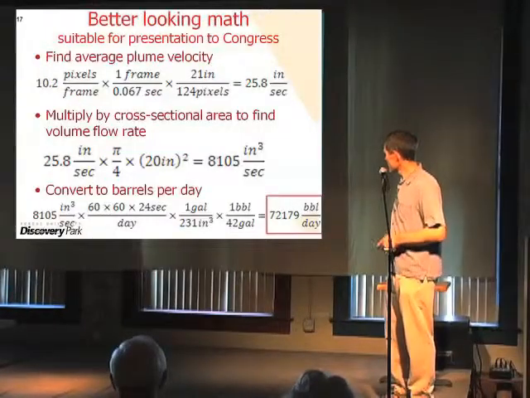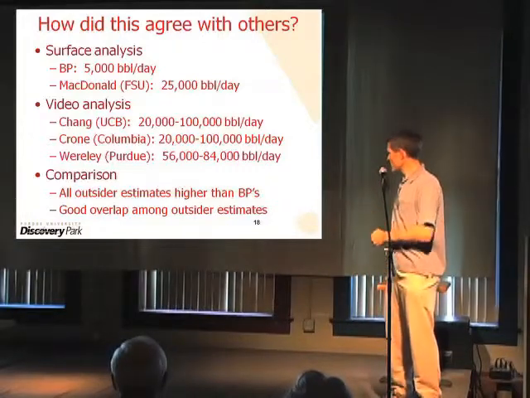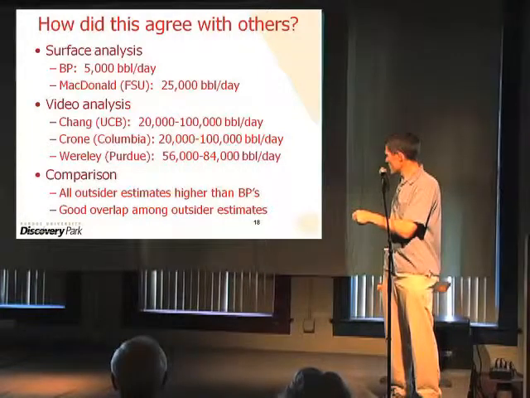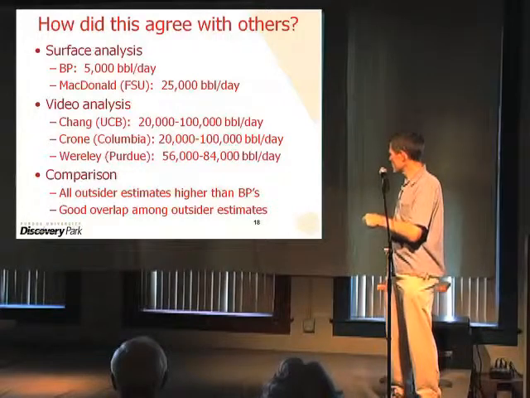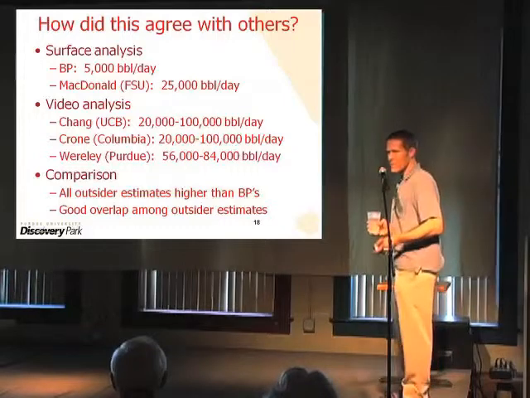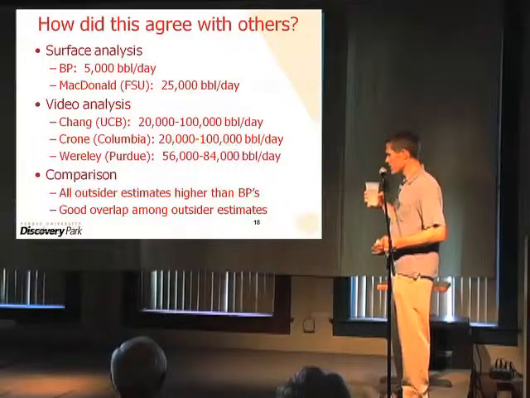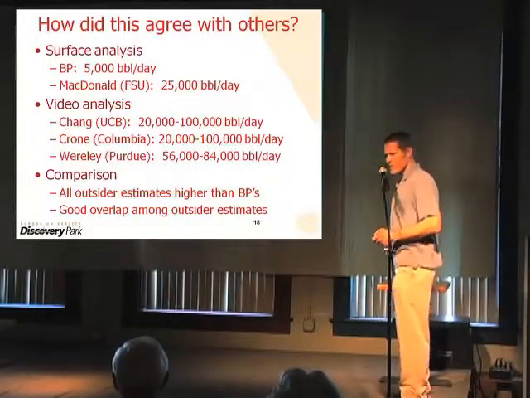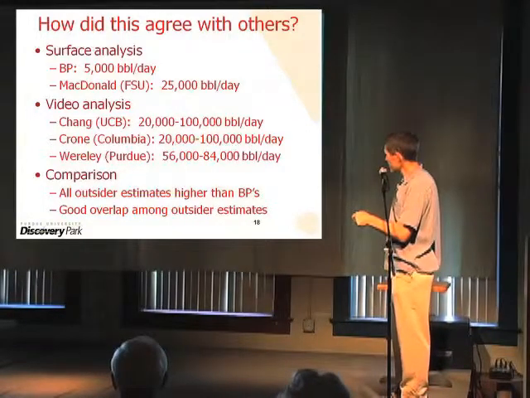We talked about this. So I wanted to show you how this agreed with others. So other people who looked at the video, Eugene Chang, Tim Crone at Columbia, they both said 20 to 100,000 barrels a day. And my range was 56 to 84,000 barrels a day. So you see, those ranges overlap. Overlap enough that I'm comfortable with it. The range that they don't overlap is right here, 5,000 barrels a day.